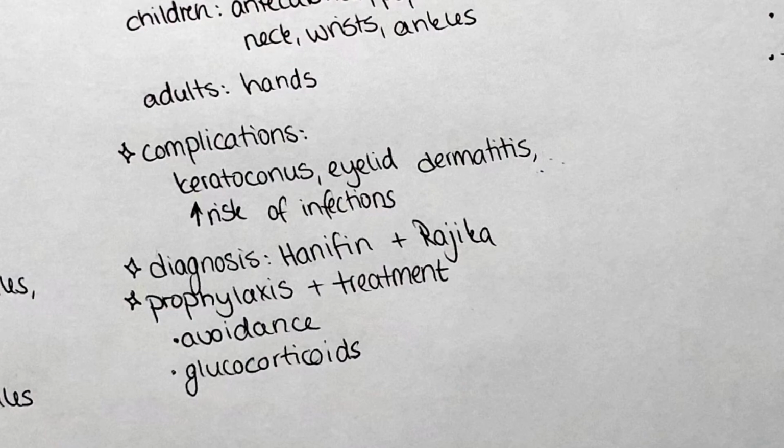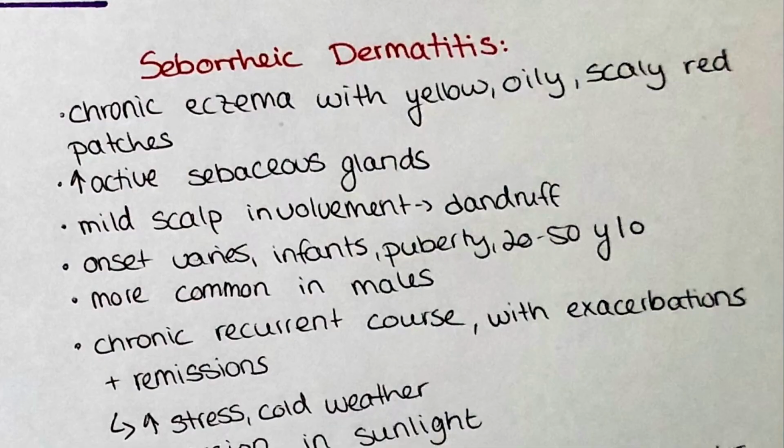Complications, if the disease cannot be controlled, include keratoconus, where the cornea of the eye gradually becomes thinner and more cone-shaped, which can cause blurred vision and photosensitivity, as well as eyelid dermatitis and a generally increased risk of infections. The last form of dermatitis I will talk about is the seborrheic dermatitis, also called morbus Unna.